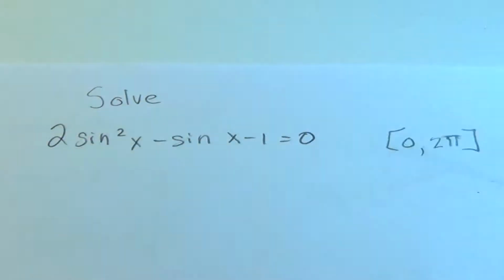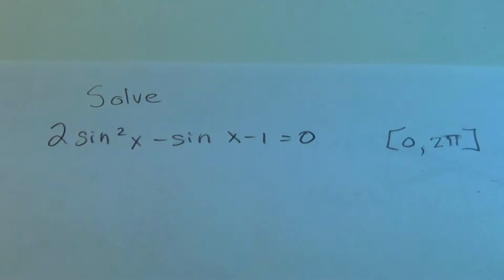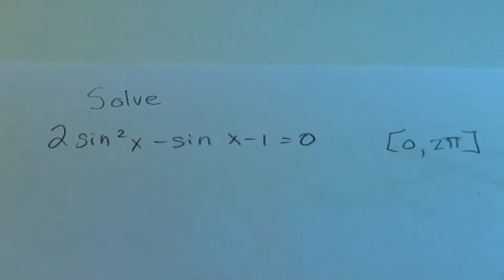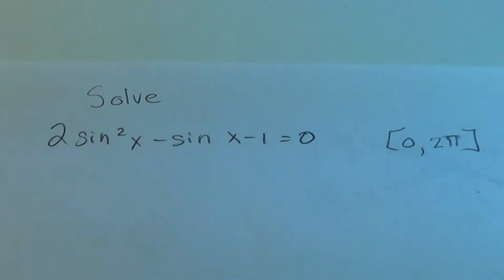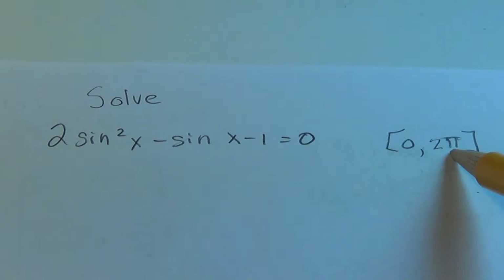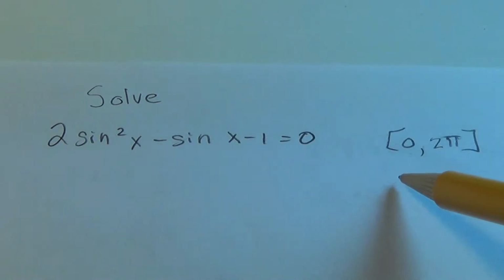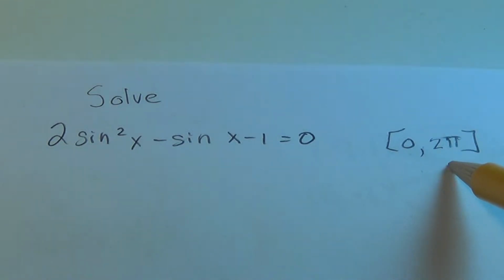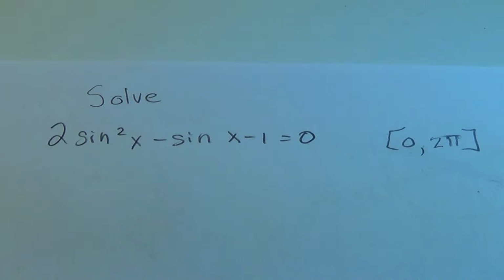Here we are on part 3. The command is solve. Problem number 3, 2 sine squared x minus sine x minus 1 equals 0. And notice I've added a restriction. I'm only allowing for answers between 0 and 2 pi. So that's once around the circle. That will avoid using that technique with all the n pi's or 2 n pi's.